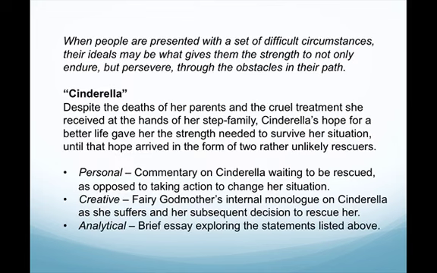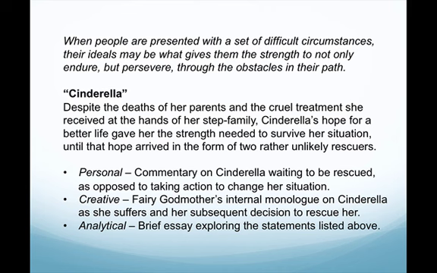So if we're looking at Cinderella, the thesis statement: when people are presented with a set of difficult circumstances, their ideals may be what gives them the strength to not only endure, but persevere through the obstacles in their path. And then we narrow it down to Cinderella. Despite the deaths of her parents and the cruel treatment she received at the hands of her stepfamily, Cinderella's hope for a better life gave her the strength needed to survive her situation until that hope arrived in the form of two rather unlikely rescuers.